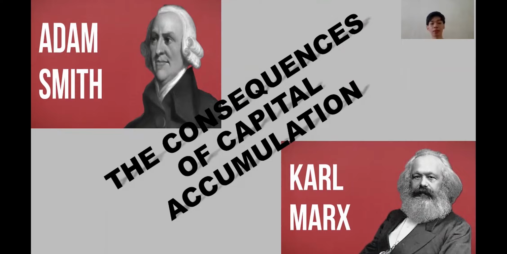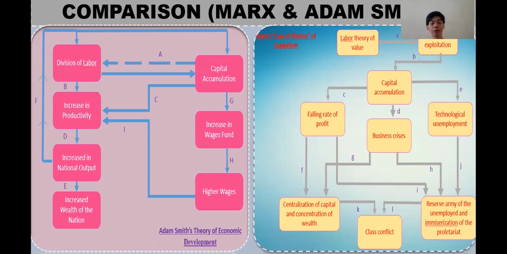The consequence of capital accumulation between Adam Smith and Karl Marx. Here is the diagram comparing the theory of economic development by Adam Smith and the law of motion of capitalism by Karl Marx.